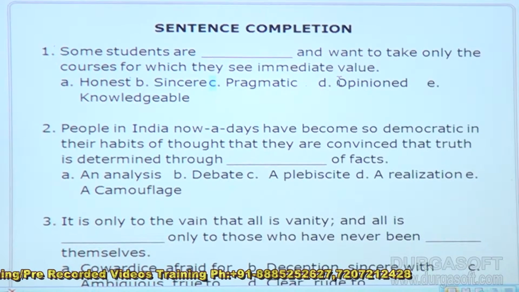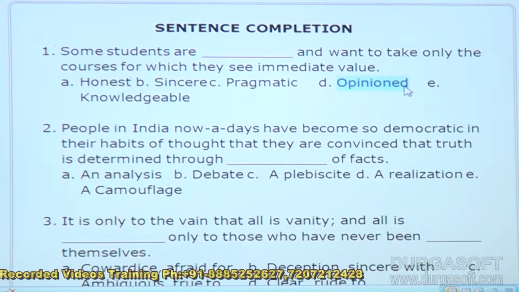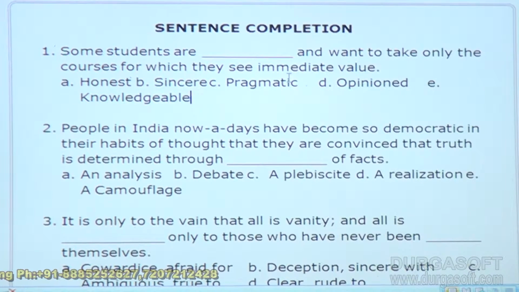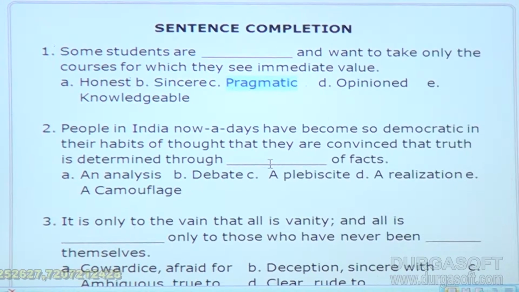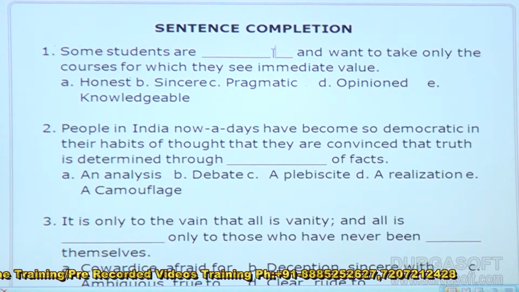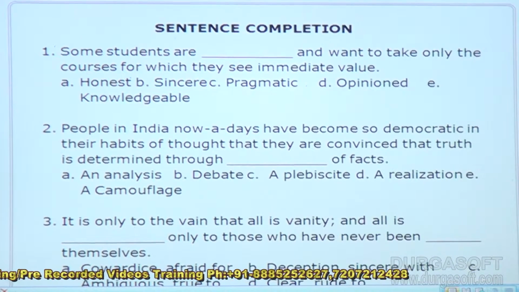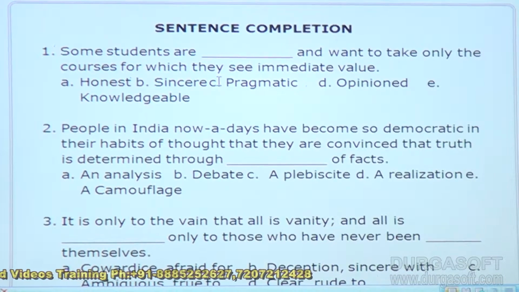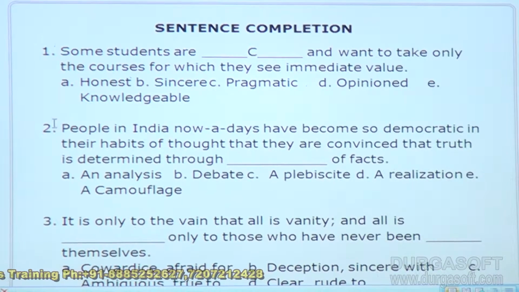Some students are opinionated. Opinionated means expressive and knowledgeable. Some students are knowledgeable and want to take only the courses for which they see immediate value? No. So you can go with the pragmatic. Pragmatic means very practical. Some students are pragmatic, that means practical, and want to take only the courses for which they see immediate value. So pragmatic is very close to the answer for this choice. So here our answer is C.